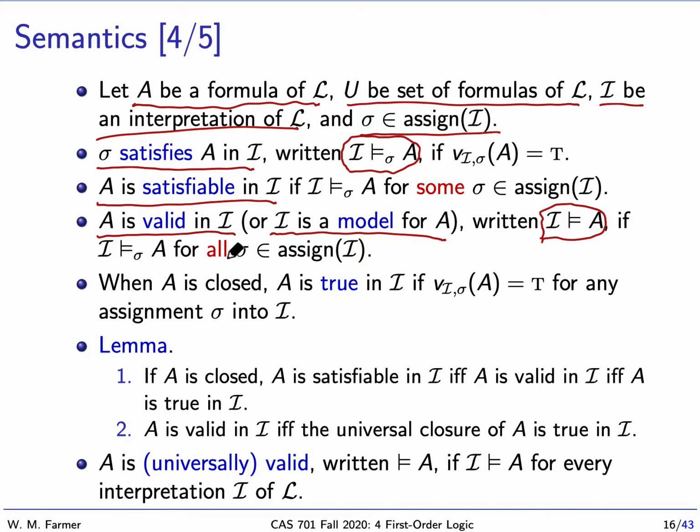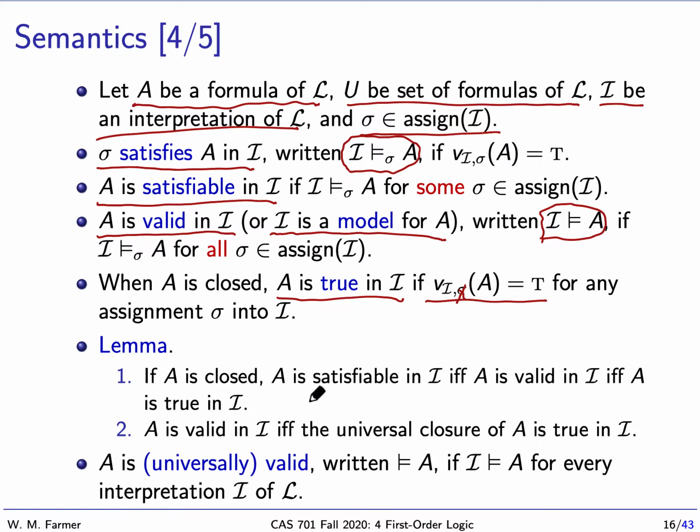So another way of saying this is A is going to get the value of true in I no matter what assignment we use. So that's what valid means. And if A is closed, then it doesn't really matter what the assignment is. In fact, it doesn't matter at all. In that case, we say A is true in I if this is true. And in that case, this doesn't matter here at all. It plays no role because there are no free variables.